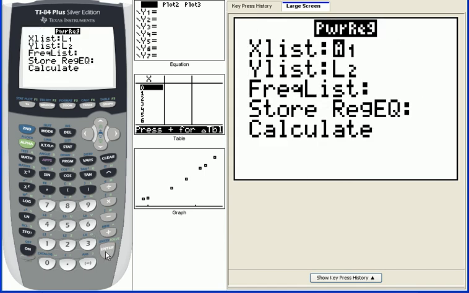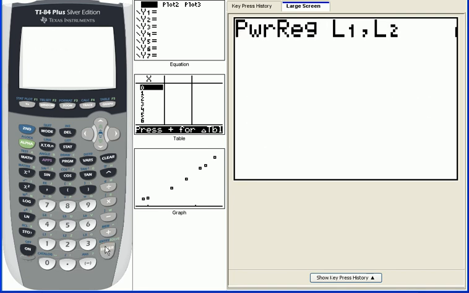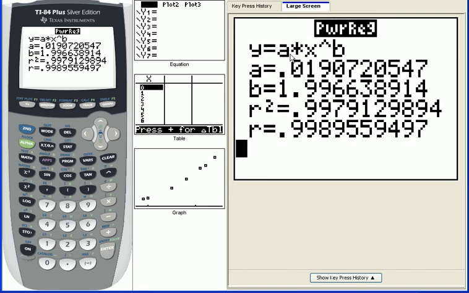Now this is different than your exponential model, because a power regression has the form of a times x to the power of b. Before, your exponential model was b to the power of x. So a power regression is going to end up with your a as a 0.0191, b as a 1.9966. And your r-squared is a 0.9979.